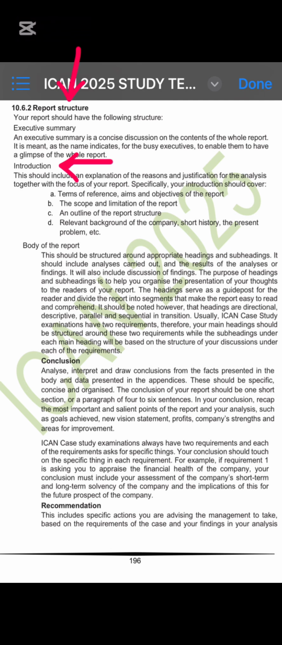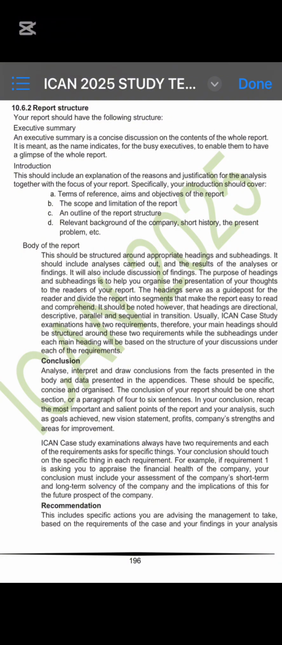Like, if you see this page, you can see that they talked about executive summary, then they moved on to the introduction, then the body of the report and all of that. So if the official examination body is saying this is the structure we want, then follow it. Yes, so you must include it, so don't make that mistake.